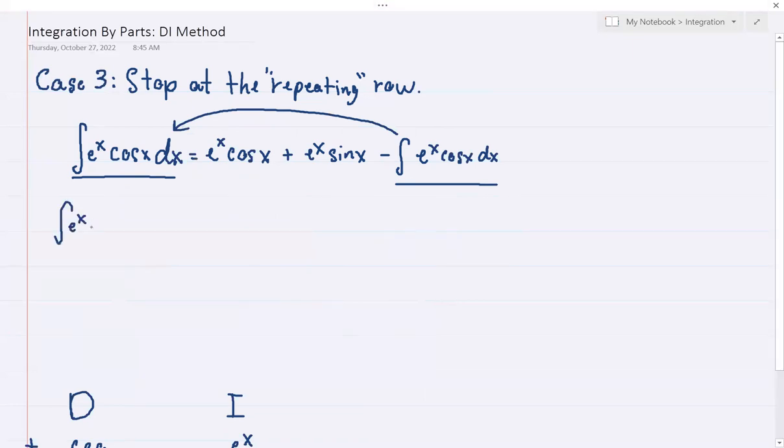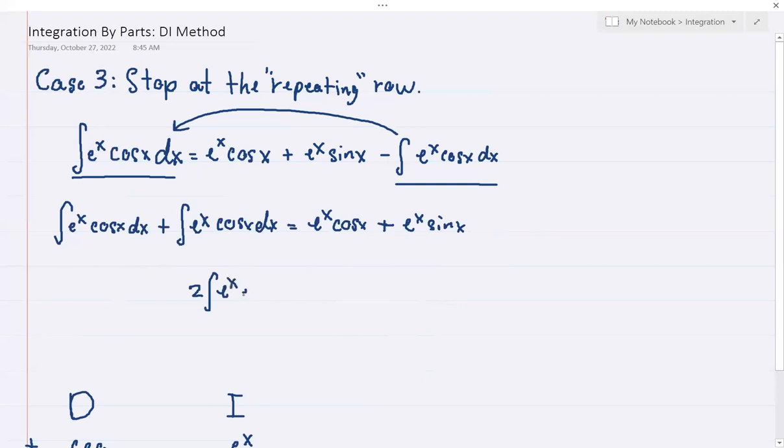the integral of e raised to x times cosine x dx plus this one. This would be the positive integral of e raised to x times cosine x dx is equal to e raised to x cosine x plus e raised to x sine x. So obviously, since both of them are similar, you can add them together, which results in 2 times the integral of e raised to x times cosine x. So that's it. So we have this one.